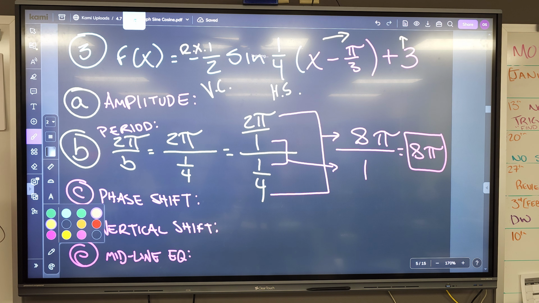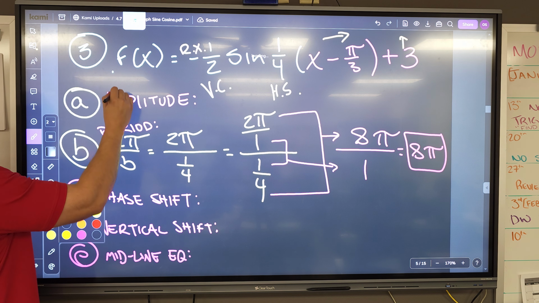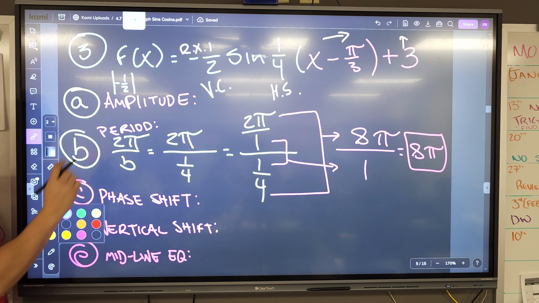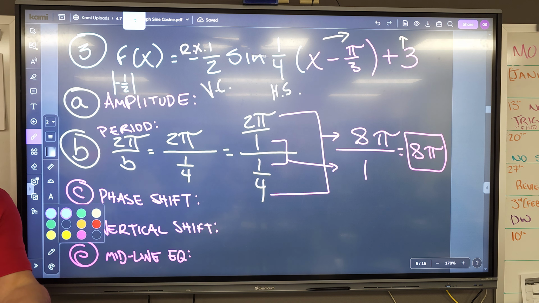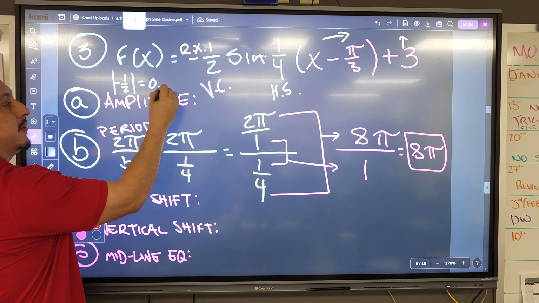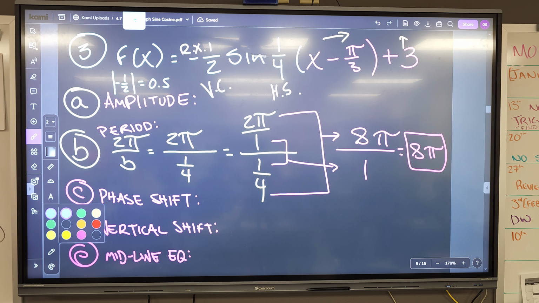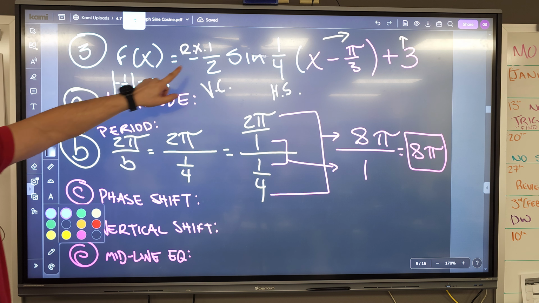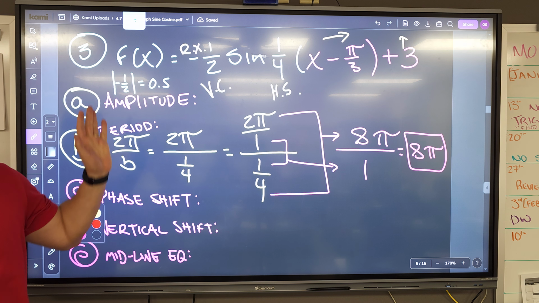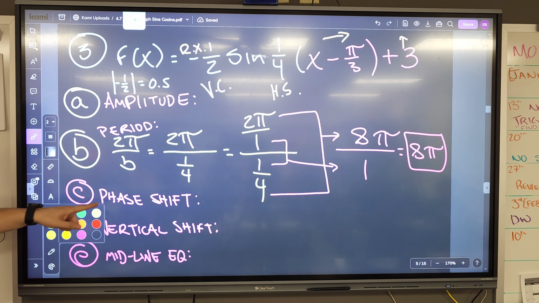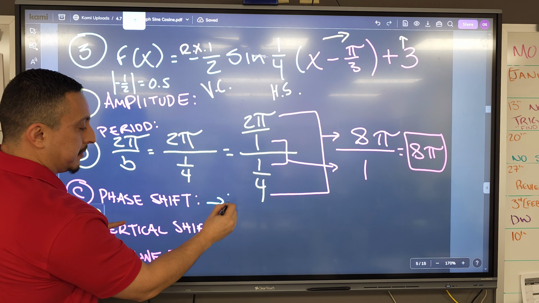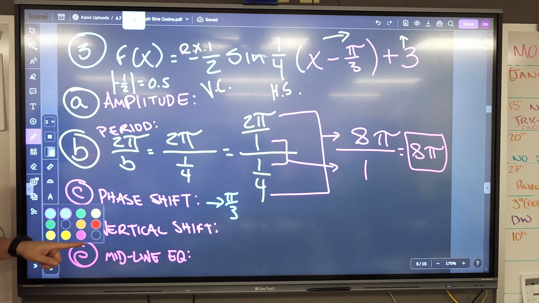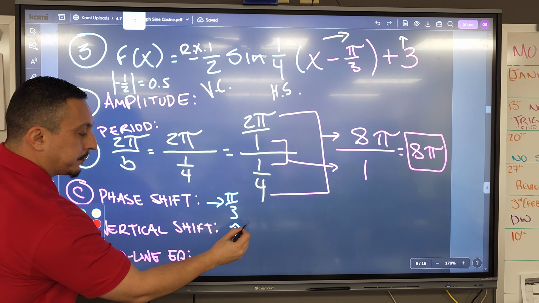Okay, amplitude is what? So it is negative 1/2, but then it turns positive, so it's 0.5. Just be careful with that. That will get you. So those of you who walked in, the amplitude is just the positive of the A value. That's all it is. And then the phase shift, we already answered that, pi over 3.